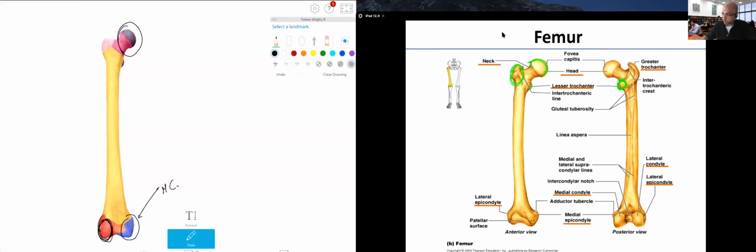How about the other one? The one on the opposing side. The opposing side to the head of the femur. Is this lateral or medial again? It's lateral because the head is medial, so the opposing side is going to be the lateral side. So this is going to be my lateral condyle. Lateral condyle.